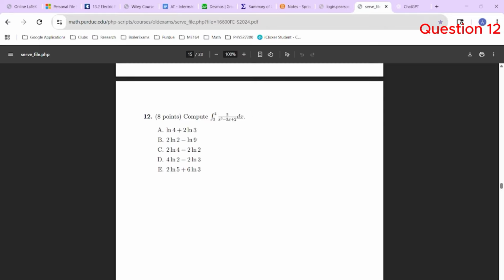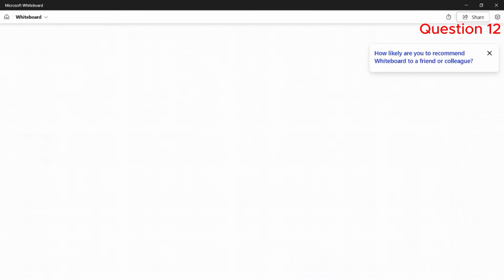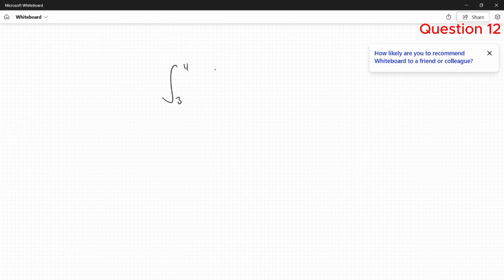Hello everybody. I hope you're having a good day today as we go through MA 166, this final exam. We are going to go over question 12. Compute the integral from 3 to 4 of 2 over this polynomial shown below. Let's write everything out here. We have the integral from 3 to 4 of 2 over x squared minus 3x plus 2 dx.